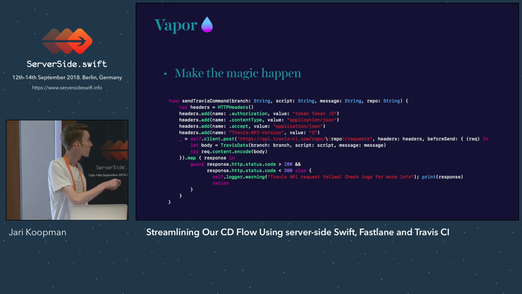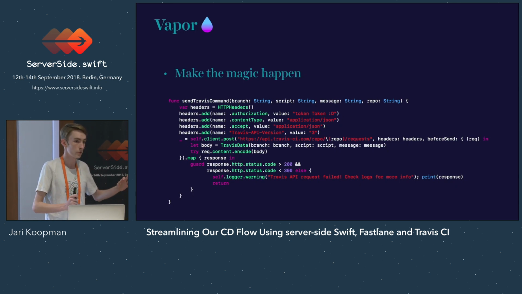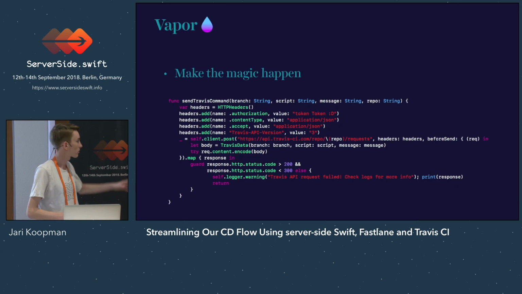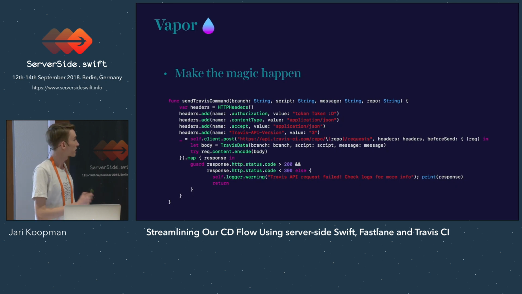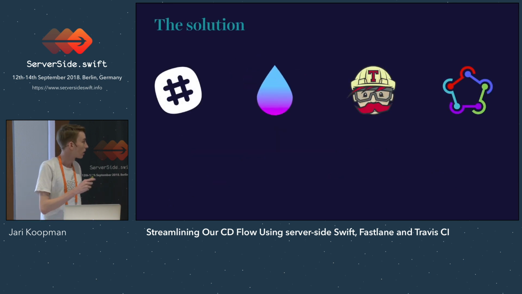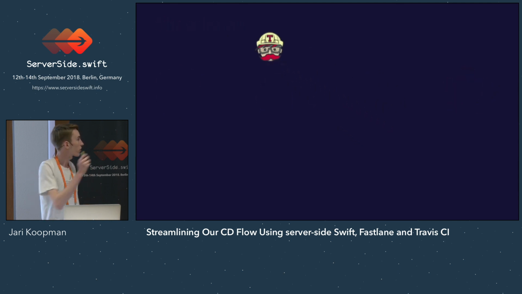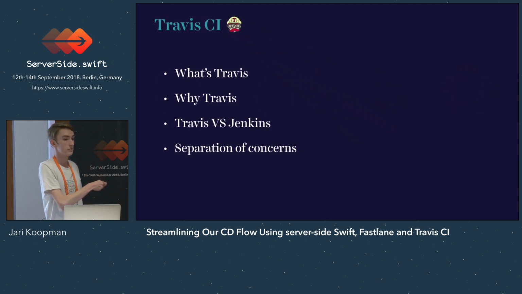So this is something that gets used for our flows. So when we execute certain commands, like our release command, it executes a Travis build, after which Travis handles the actual releasing. So let's talk about that next. Let's talk about Travis. So first off, I want to talk about what's Travis.